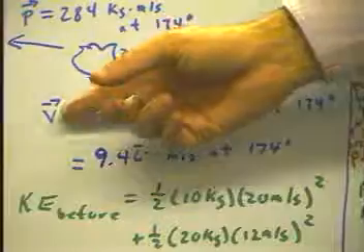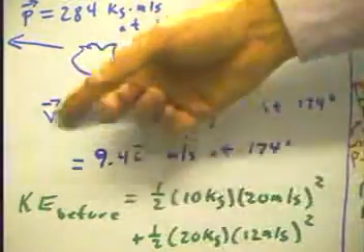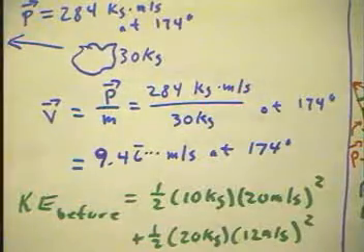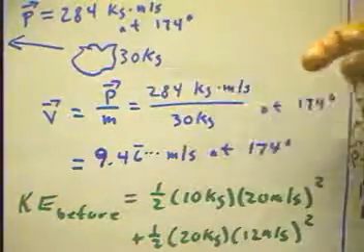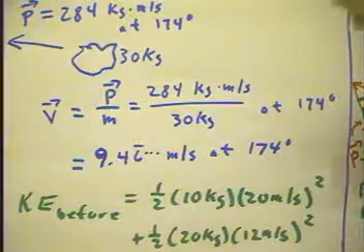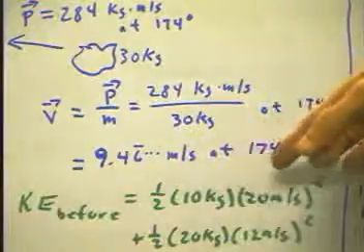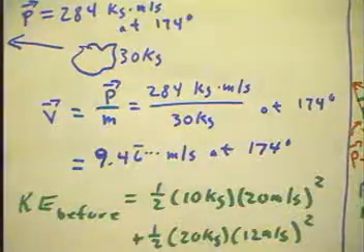Well, we find the velocity by dividing the momentum by the mass. Momentum is mass times velocity, so clearly velocity is momentum divided by mass. We're going to have 284 kilogram meters per second divided by 30 kilograms at 174 degrees. When we divide this, we get 9.46 repeating meters per second at 174 degrees.